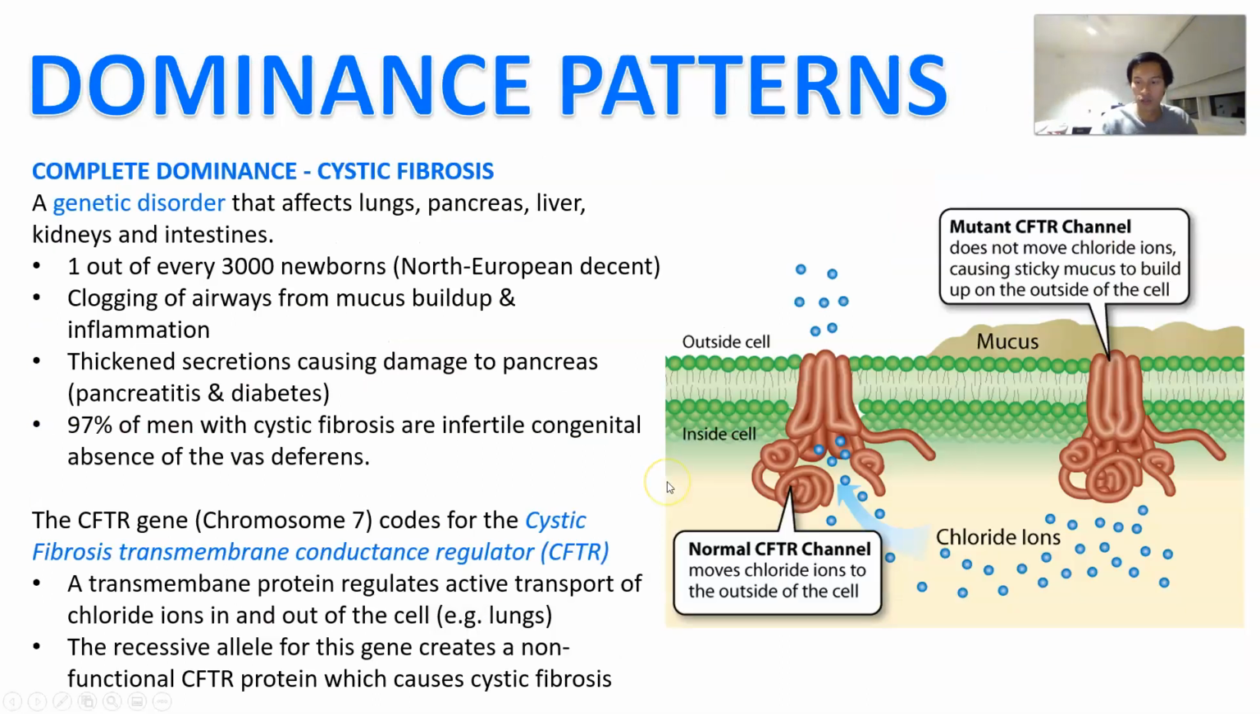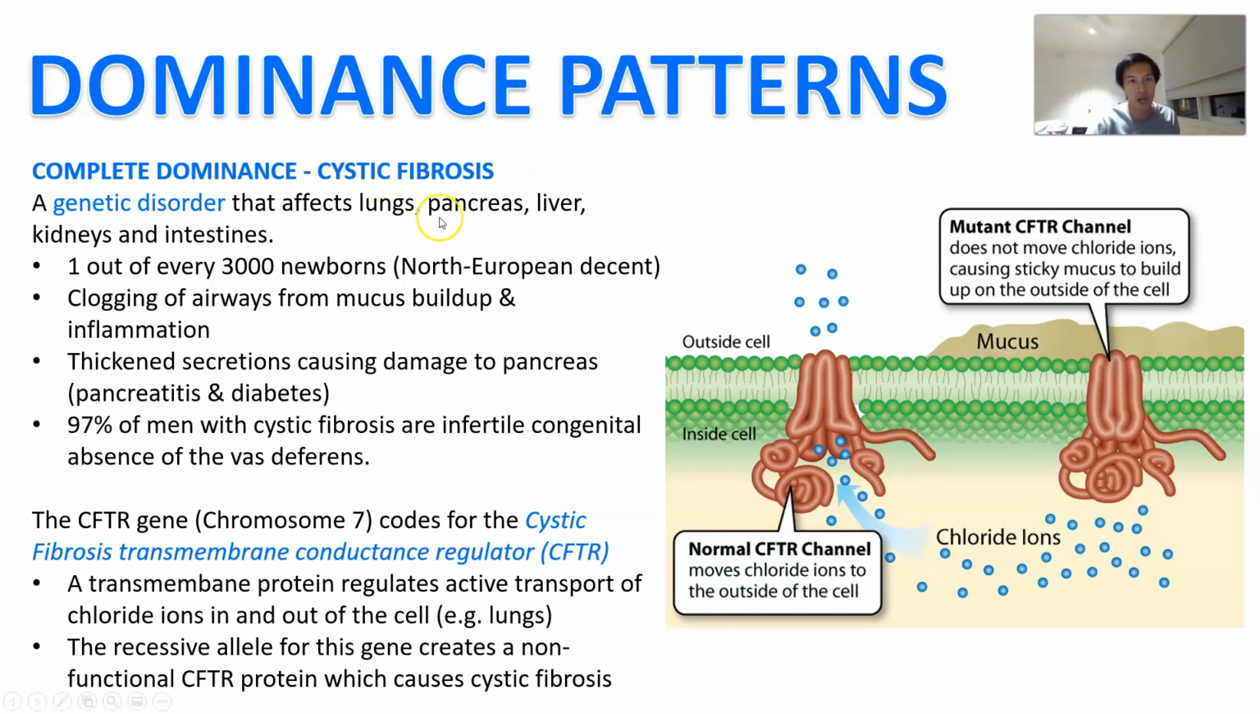So that's that. Now, let's take a look at dominance patterns, right? And you've got three different types of patterns. We're going to start with complete dominance. What happens when the dominant allele is going to completely mask the recessive allele? And we're going to start by talking about cystic fibrosis, right? Cystic fibrosis is a genetic disorder. You are born with it. That's why it's a genetic disorder. And it is something that is passed on from generation to generation, right?